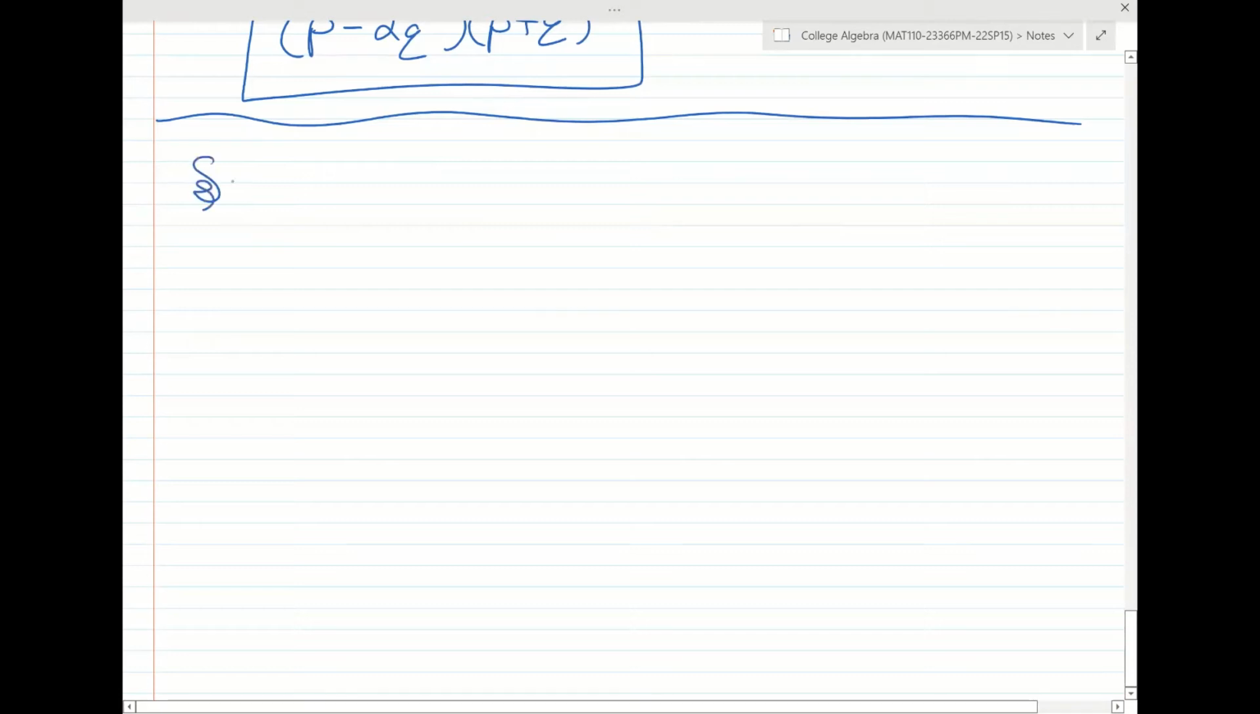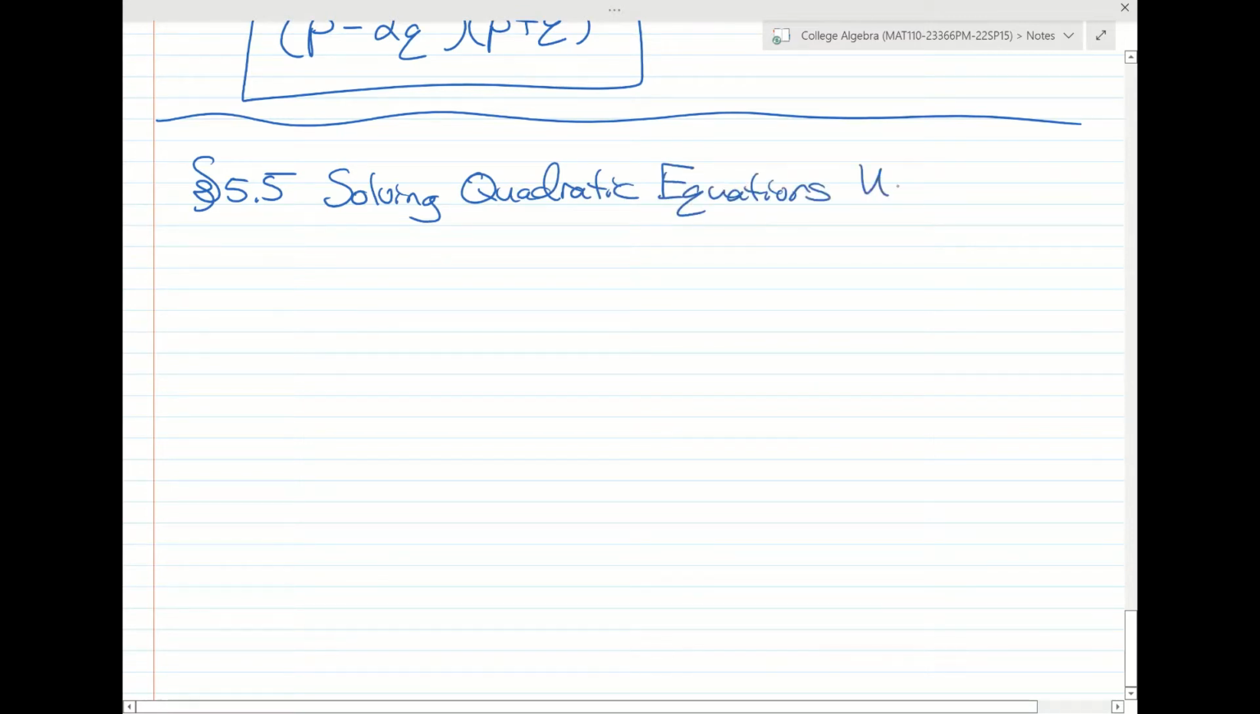Section 5.5, and it's called Solving Quadratic Equations Using the Zero Factor Property.